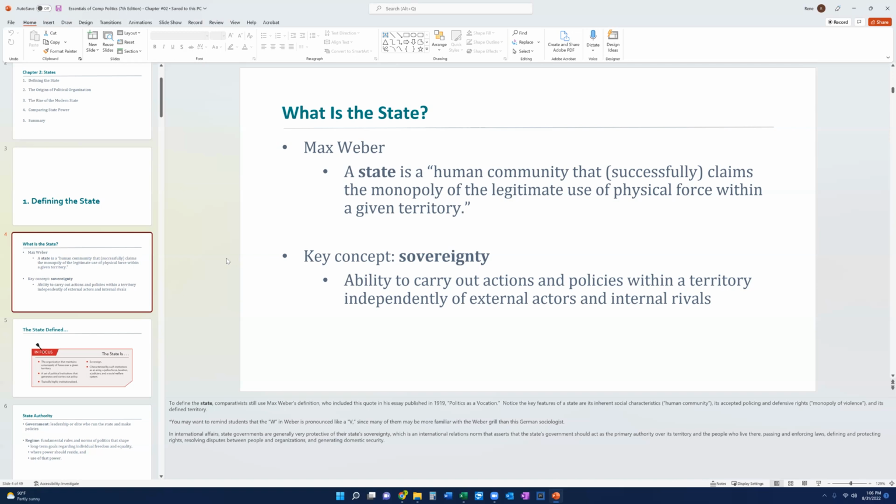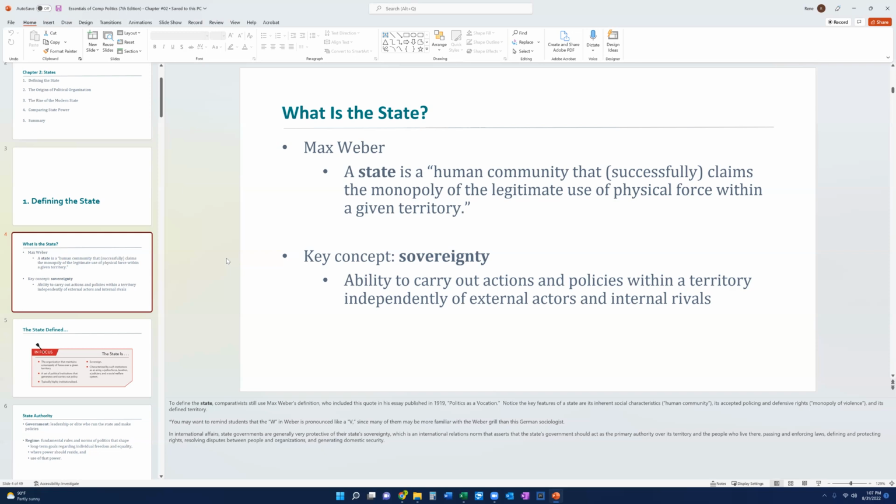Obviously, the more sovereign a state is, the more likely it's going to be considered a stronger, more powerful state. And the weaker the sovereignty within a state, the weaker we consider that state. We call those weak states. But again, a state is this human community that has successfully monopolized the legitimate use of physical force within a given territory. Connected to this concept of state is sovereignty, which is the ability of a state to carry out actions and policies within a defined territory, independently of external actors like states and internal rivals like terrorist organizations, organized crime, drug cartels, and so forth.